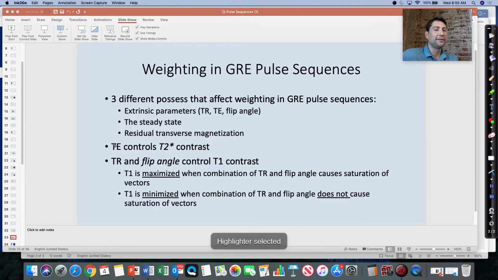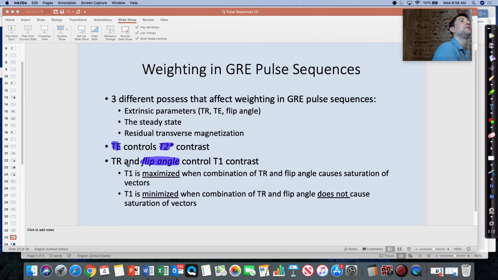One thing kind of remains the same with weighting. TE controls T2 star contrast. So TE was the main parameter that controlled T2 weighting on a spin echo. The only difference here is now it's just T2 star. So TE controls T2 star contrast. TR and flip angle, so now we add in flip angle, control T1 contrast. In the past, when we've been talking about spin echo, it's only TR that was the main parameter that controlled T1.